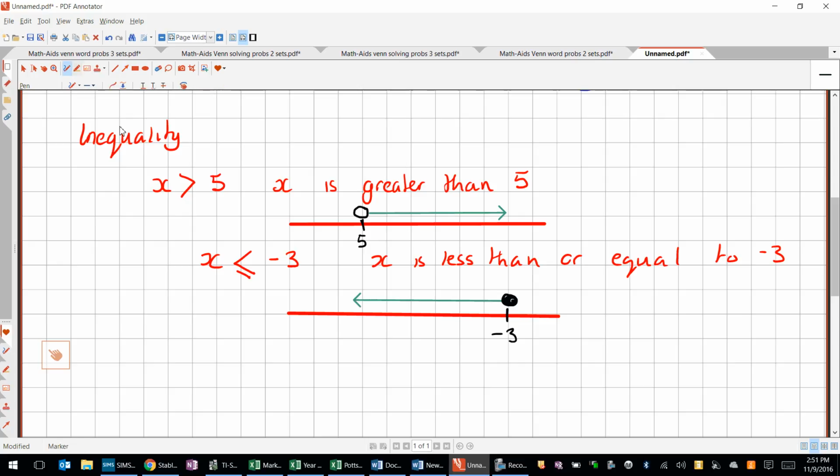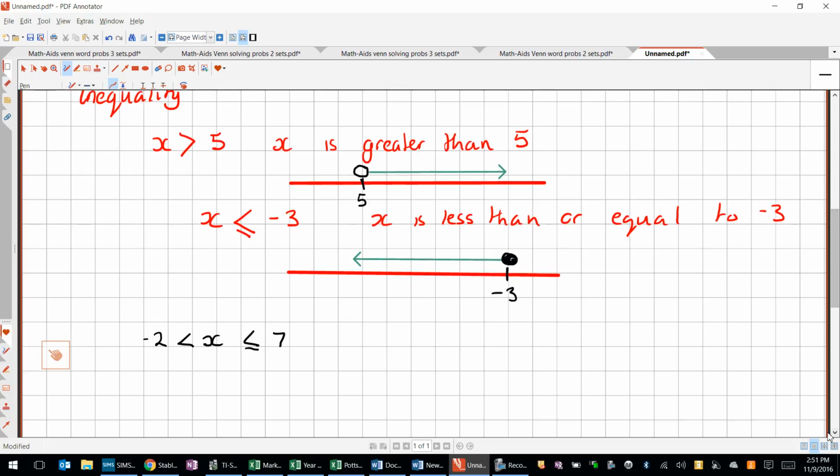So what if I were to do X, and then you have to find it. So -2 is less than X, but is less than or equal to 7. No, it's X is. I think she's right. I thought it would be X. She just said it in a complicated way. I would always start with X and just say X is more than -2, but less than or equal to 7.